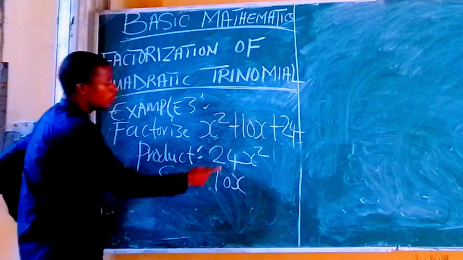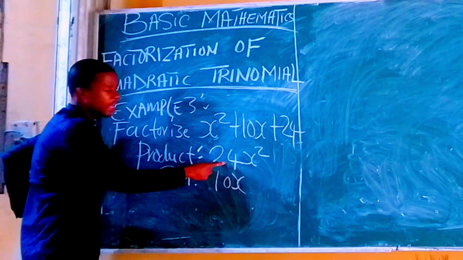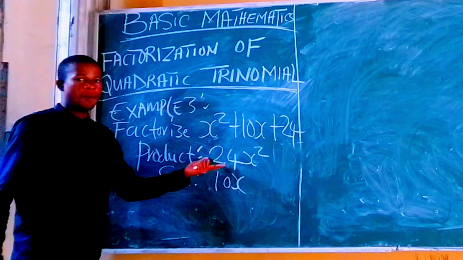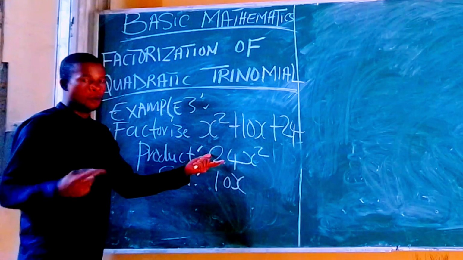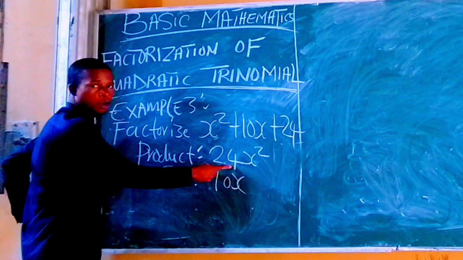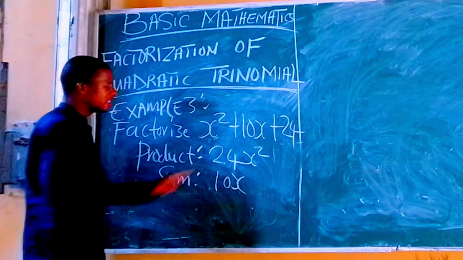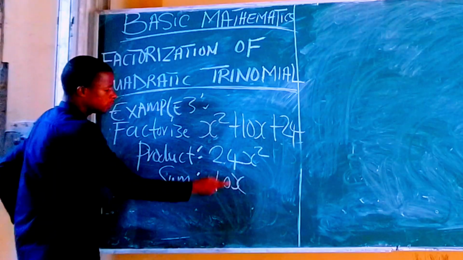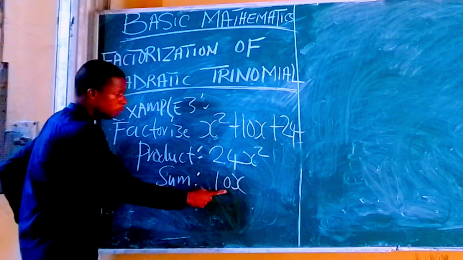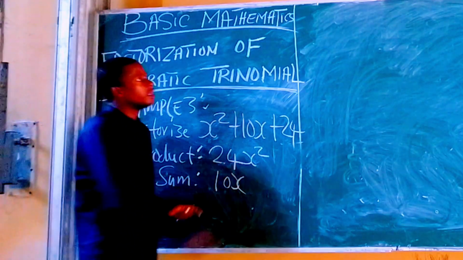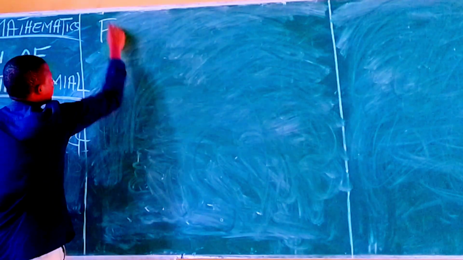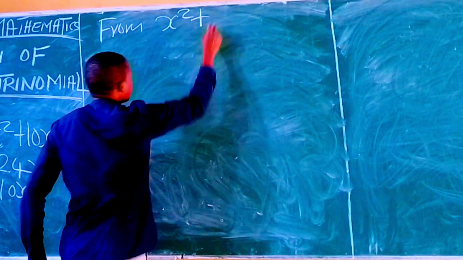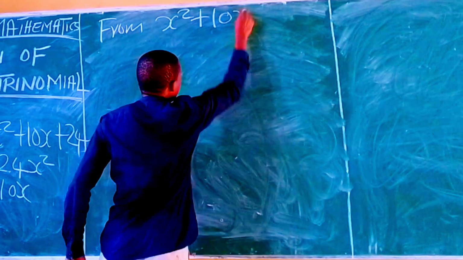Now you look at another pair of numbers that, when you multiply, give you 24x squared. The second pair is 6 times 4. 6 times 4 gives us 24, and 6 plus 4 gives us 10 as the sum. So this satisfies this condition. Therefore, from this expression we have here, x squared plus 10x plus 24.